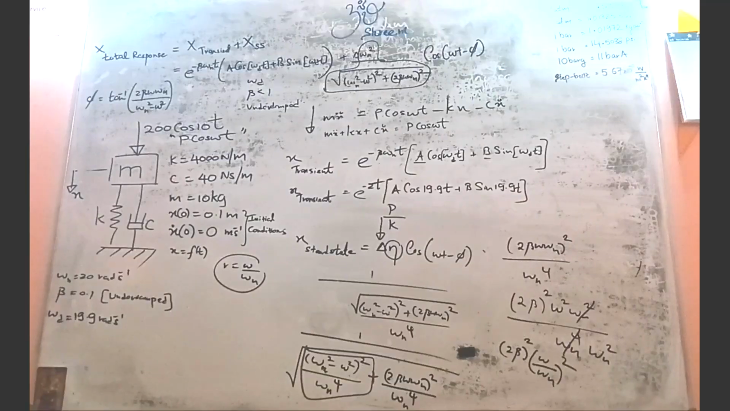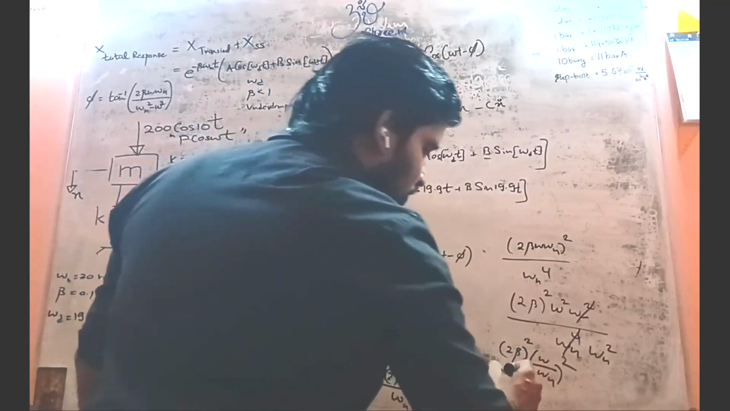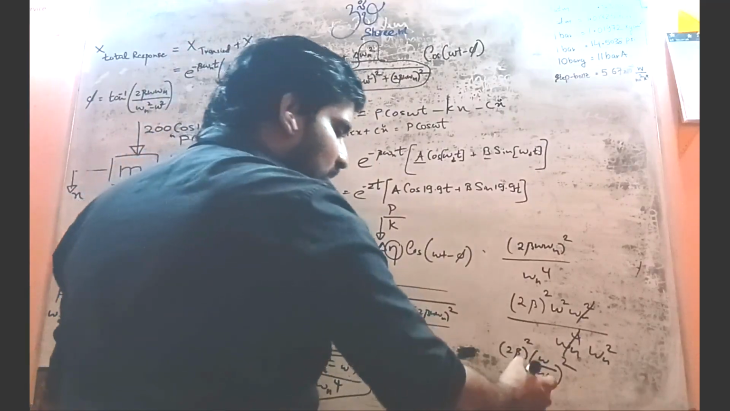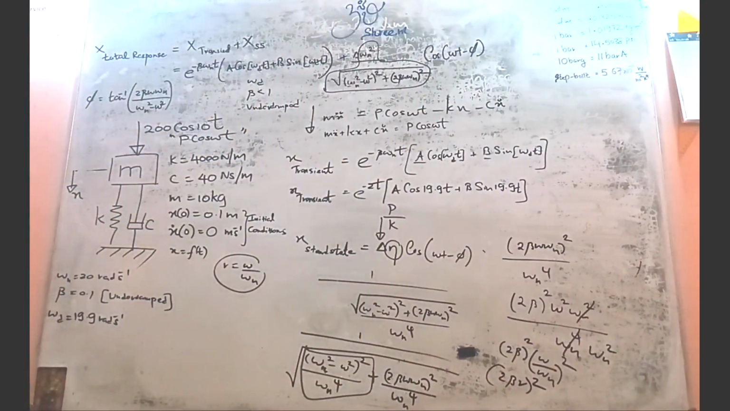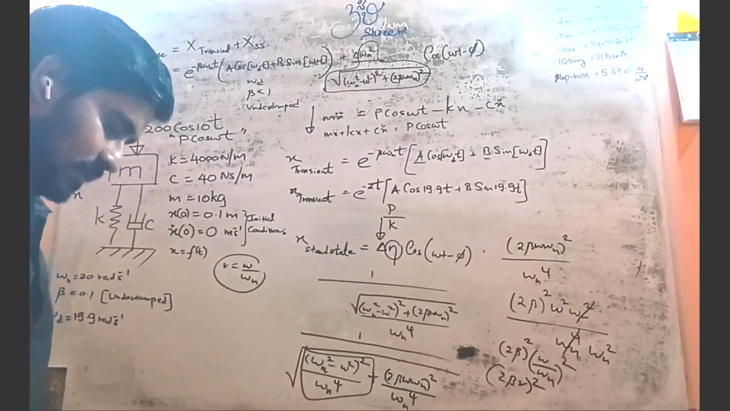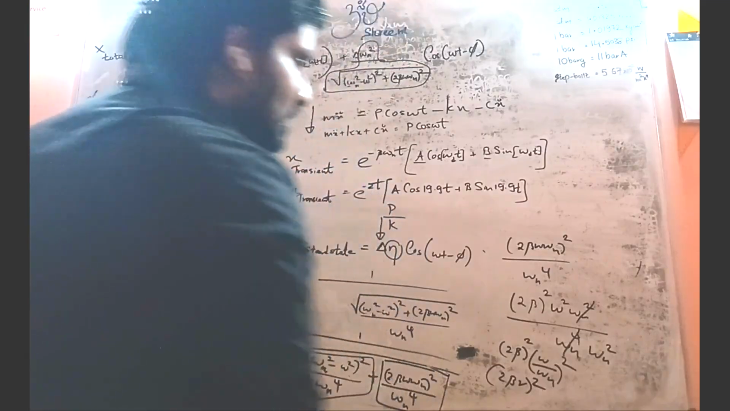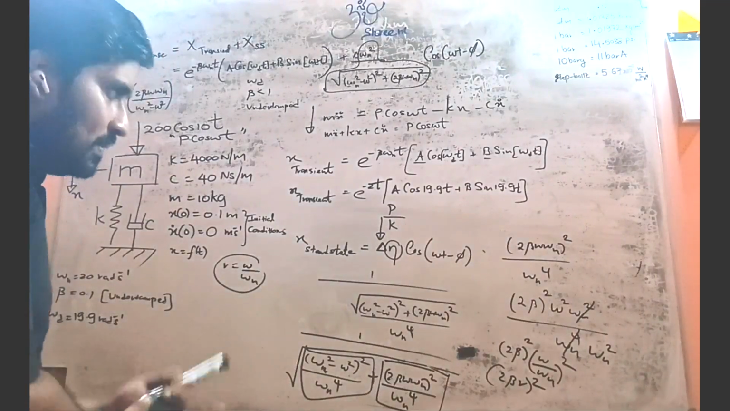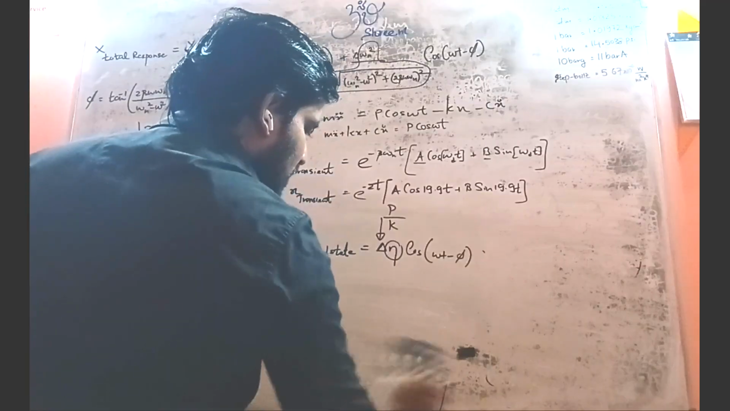Is that clear? So what is omega divided by omega n? This also we can replace by r. So we can say 2 beta r, whole thing squared. That looks easy, right? I hope that is clear. So this part also we have simplified, and then we can obtain a simplified version.